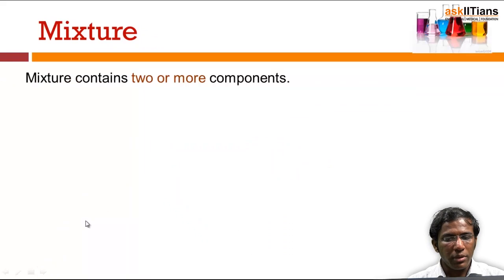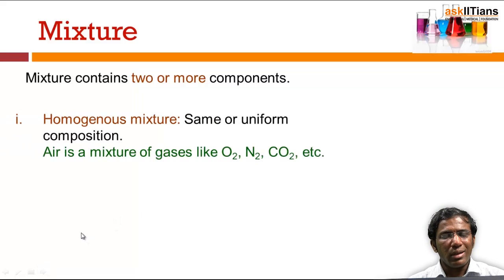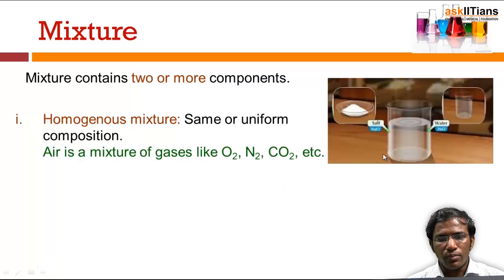And mixtures. A mixture contains two or more components. It may contain two components, or more than two. A homogeneous mixture has the same, uniform composition throughout. Air is a mixture of gases like oxygen, nitrogen and carbon dioxide, and it is a homogeneous mixture because its composition is uniform throughout. One more example is salt and water. When you add salt to water, after mixing, you can see only water. No salt particles are visible to you, so it is a homogeneous mixture.